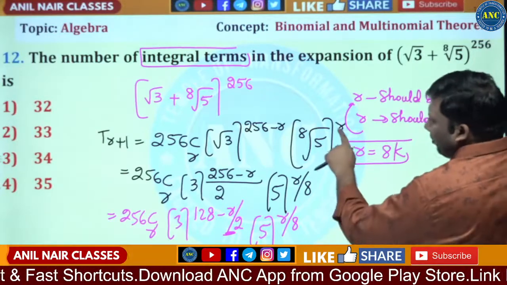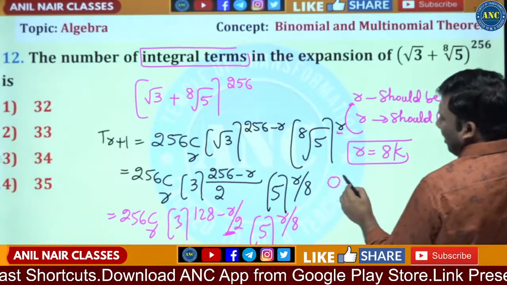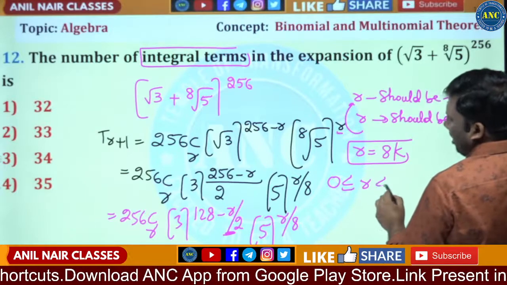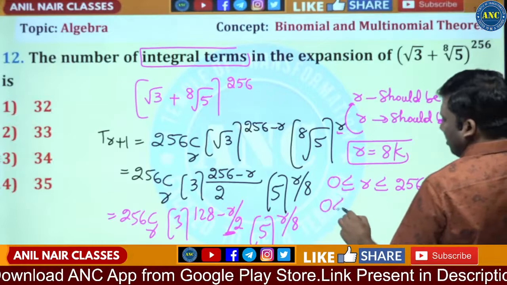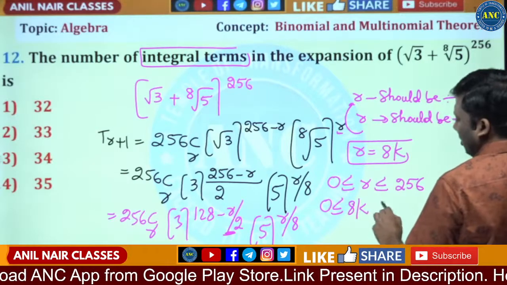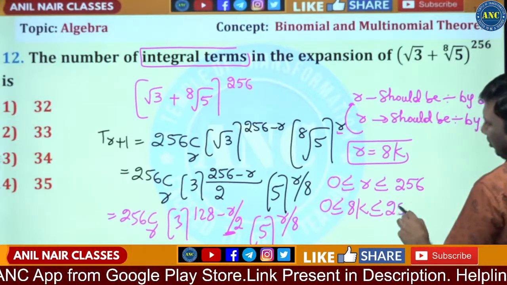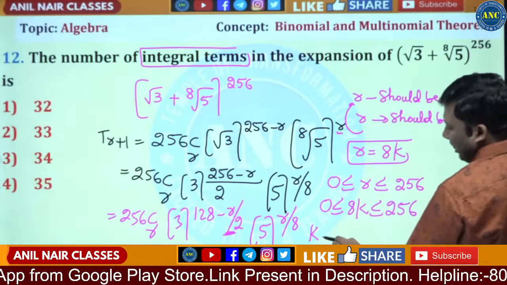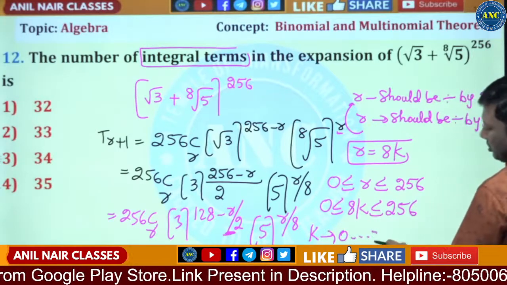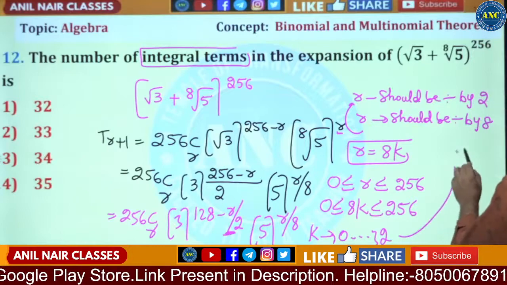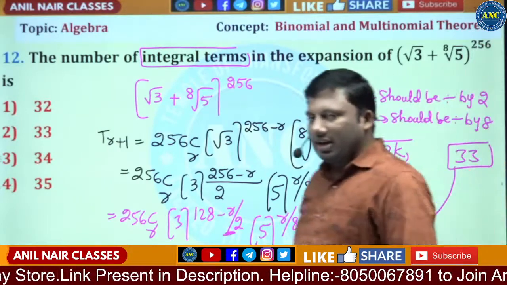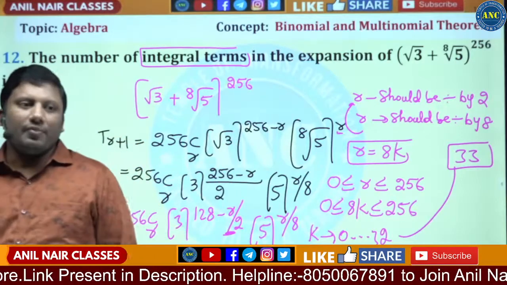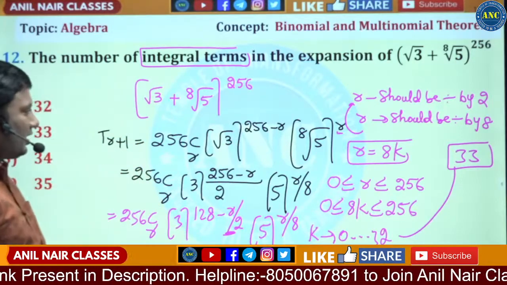So R can take values from 0 to the highest power 256. So here it will be 0 ≤ 8k ≤ 256. K can take any value from 0 to 32. 0 to 32 means totally how many values it can take? 33.